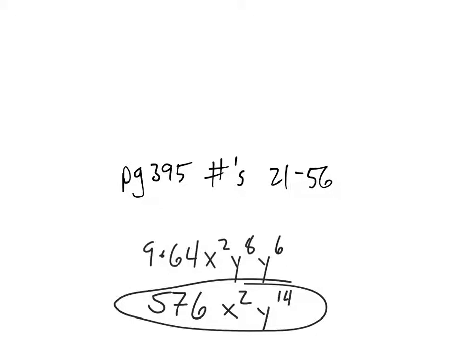So we went through and we listed a whole bunch of properties, right? If you're multiplying powers together, then it's adding the exponents. If you have a power raised to a power, then you multiply the exponents together. So you got to memorize those properties.